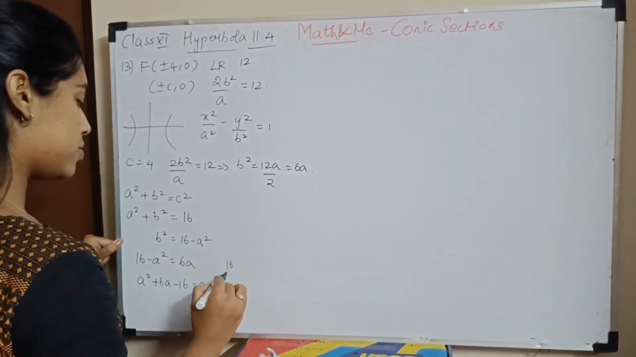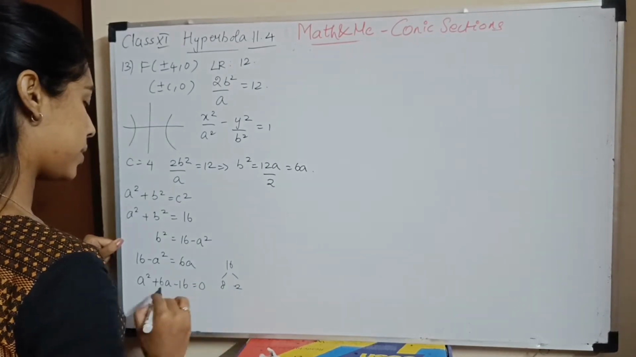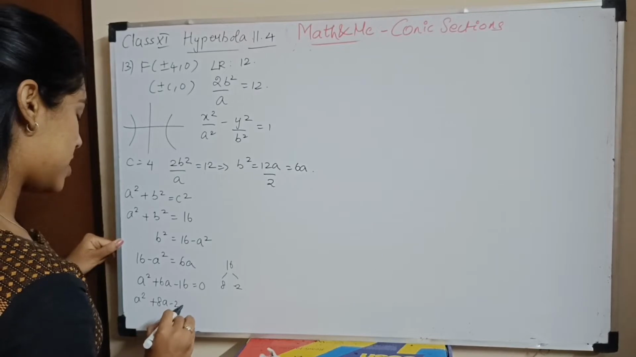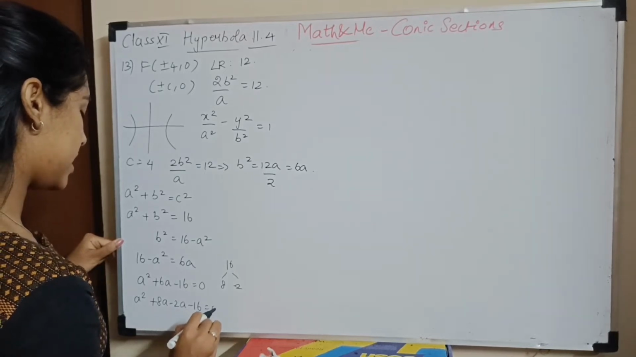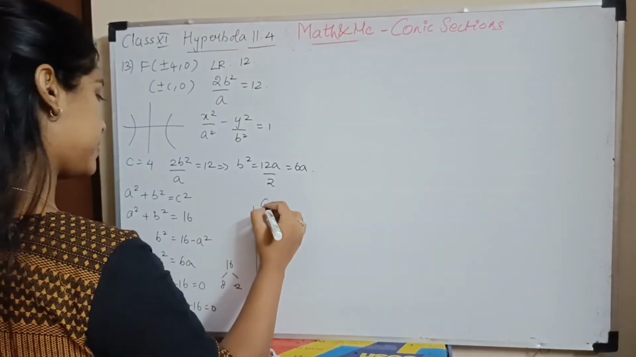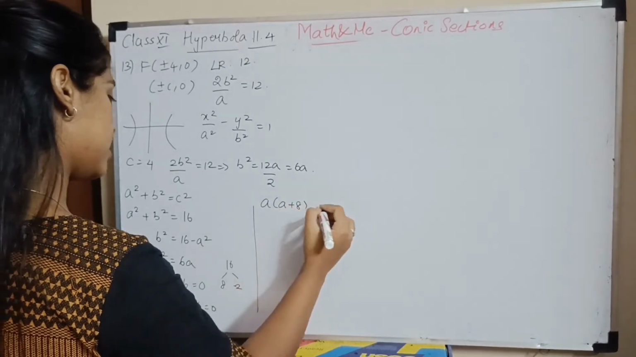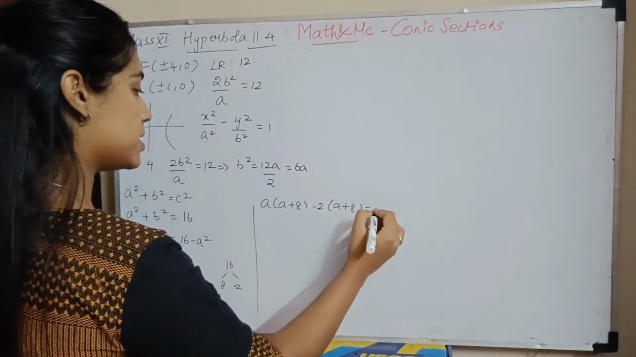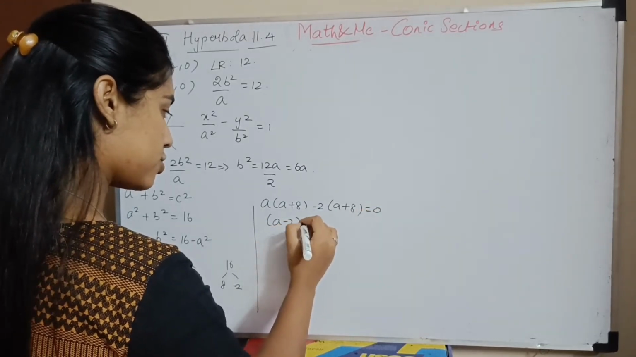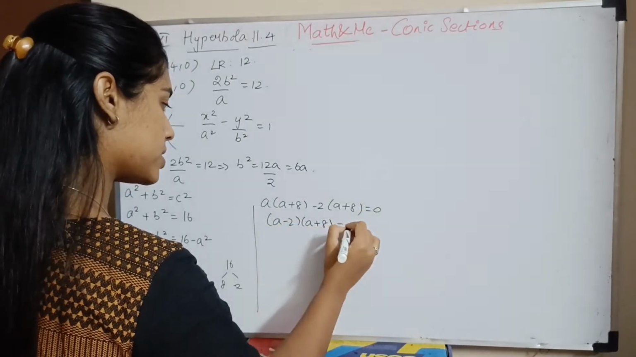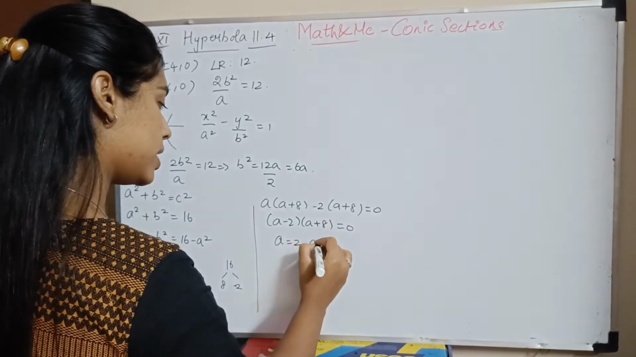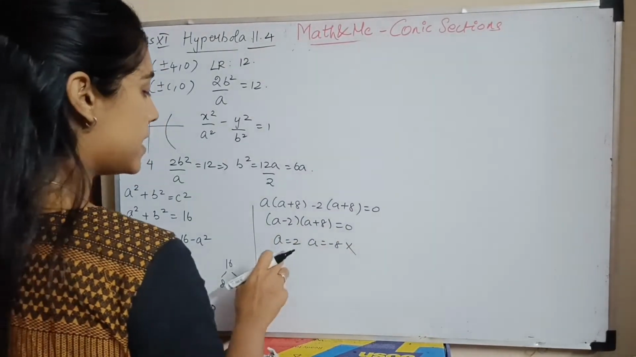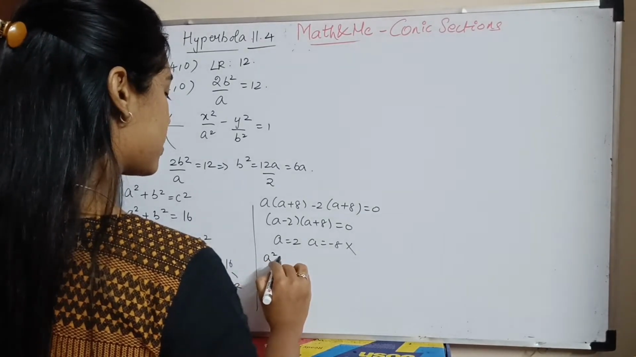16 can be split into 8 times 2 with a minus on the 2. So a square plus 8a minus 2a minus 16 equals 0. So I am left with a times a plus 8. I need an a plus 8 here, so I need to take minus 2 equals 0. So (a minus 2)(a plus 8) equals 0. a equals 2, a equals minus 8. Rejecting the negative value because distance cannot be negative, my a is 2, my a square is 4.